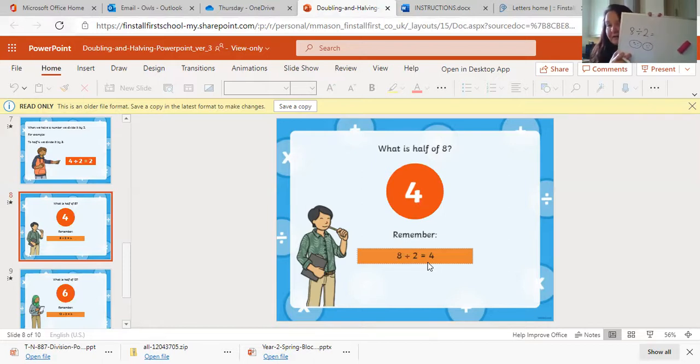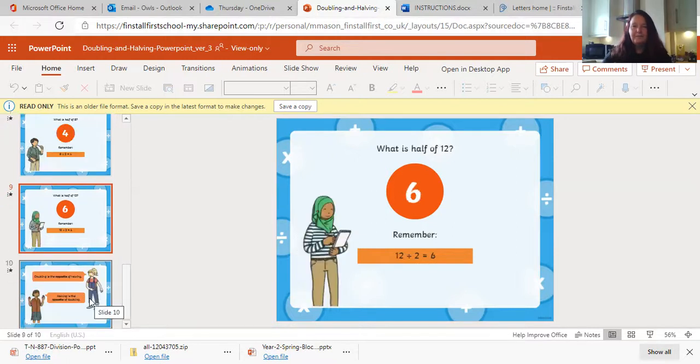Remember doing those yesterday? If you need to check, draw them out in your book. Okay, always draw them out and look for the clues. Try to put all the lessons together. Okay, think of all those ideas that we've done. Half of 12 is 6. There's my 12. I'm dividing it by 2 because I'm chopping it in half.